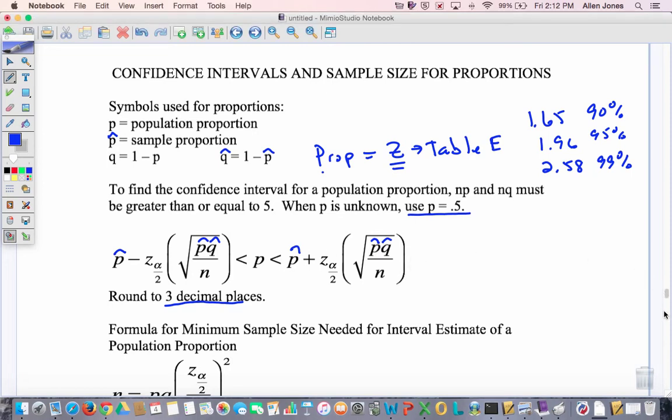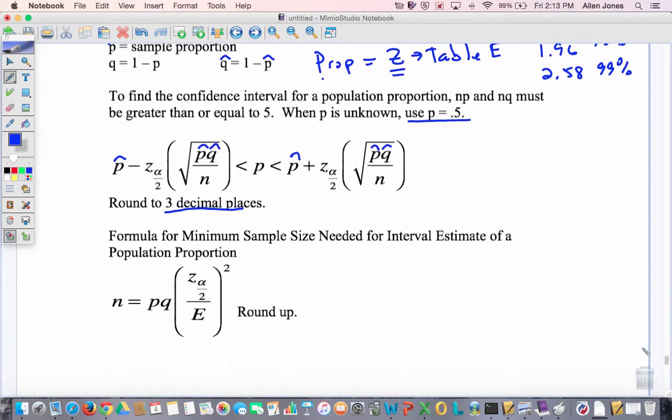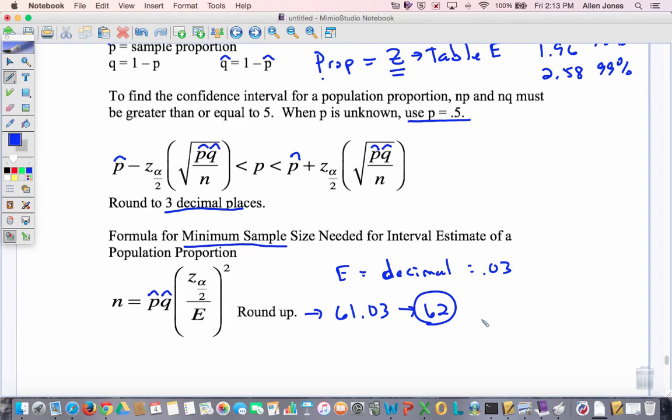You can see here also a formula for minimum sample size, inserting our variables or symbols. P hat and Q hat are sample proportion and sample complement. We should be pretty well versed on our z-score. And E is our maximum error of estimate for our proportions. It should be expressed as a decimal, so if we're given 3%, we write it as 0.03. Also with minimum sample size, just like we talked about in the first section, we always round up. So if I have 61.03, we round up to 62 for our minimum sample size.